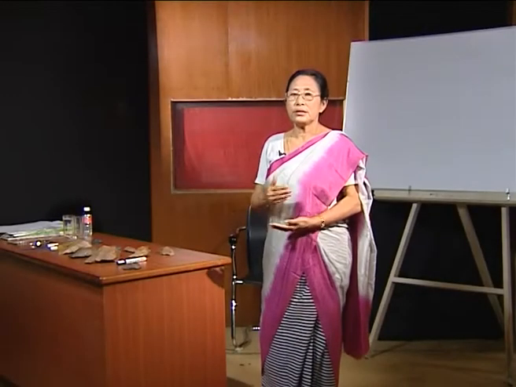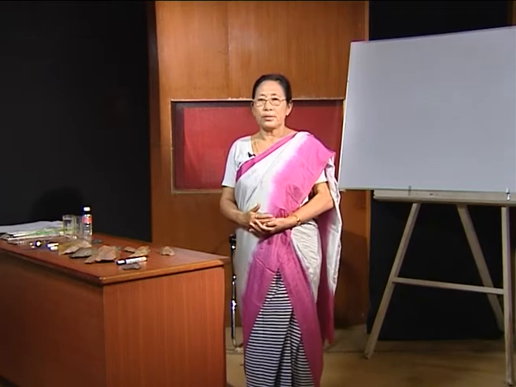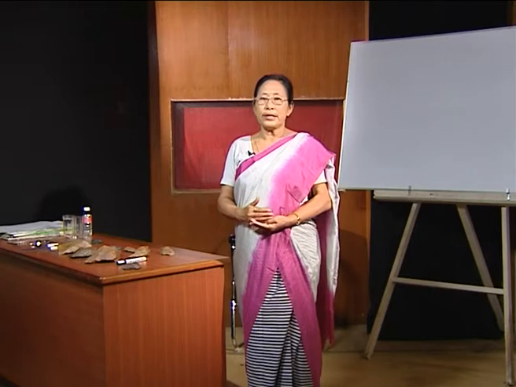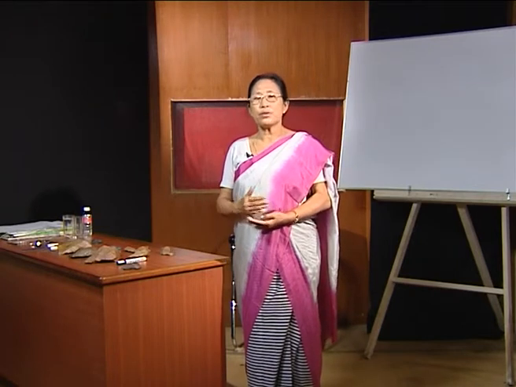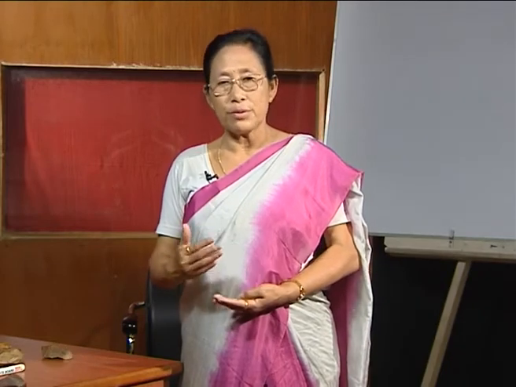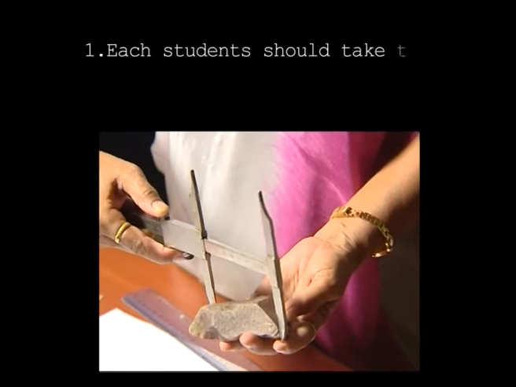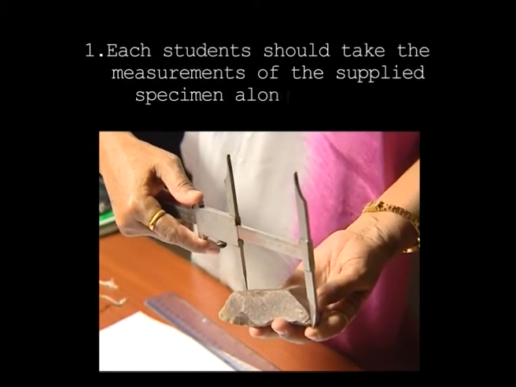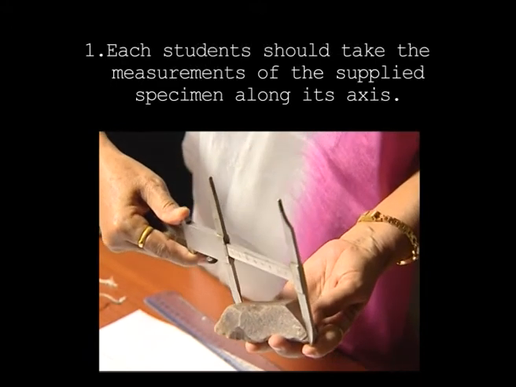Next point is technique of drawing. For an accurate drawing of the supplied borer, that is simple borer or borer cum scraper, the following points should be followed by each student. Number 1. Each student should take the measurements of the supplied specimen along its axis to get the maximum length.